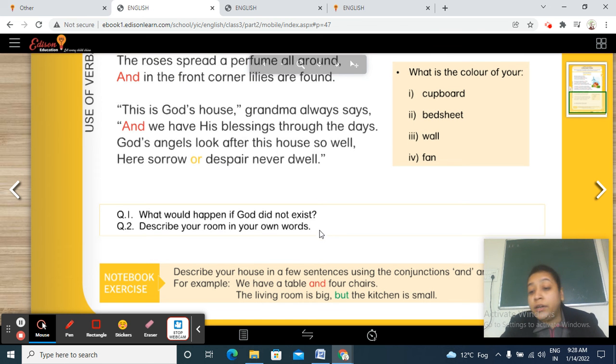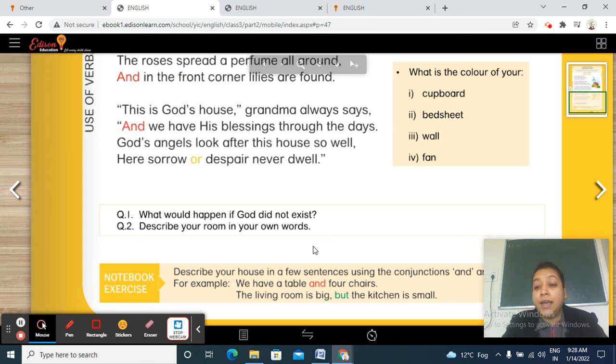Each and everything is coordinated with the help of God only. God coordinates each and everything. When there will be night, when there will be day, the rain, the weather, each and everything is being coordinated by God. So what would happen if God did not exist? You're going to give me the answer. Use the imagination. Who will listen to your blessings? Who will listen to your request?